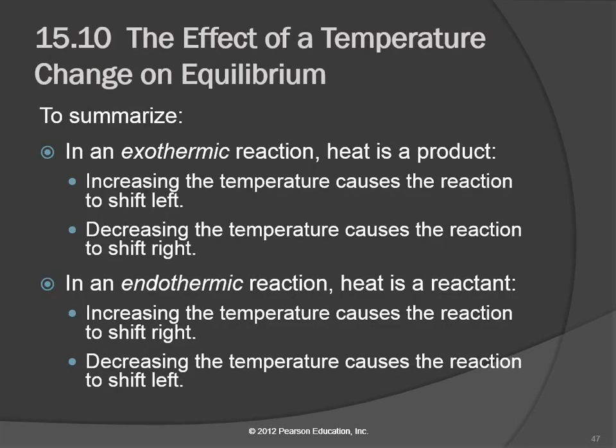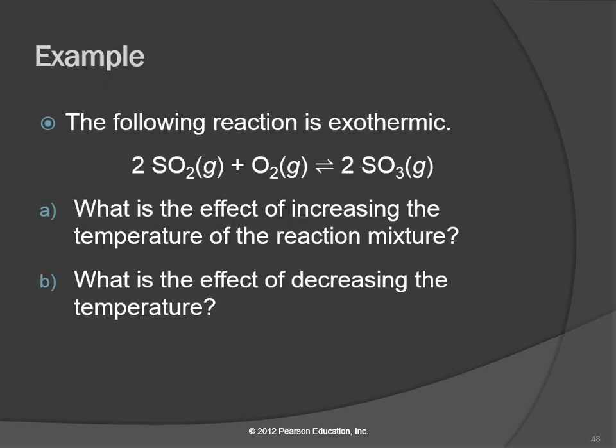So there's a summary. I don't think I need to read that to you. Let's look at this example. Oh, we saw this guy before, didn't we? The following reaction is exothermic. Is heat a reactant or a product in this? It's a product. Exothermic means heat is exiting, it's being given off, it's being produced. So actually write it in there before you look at the question.